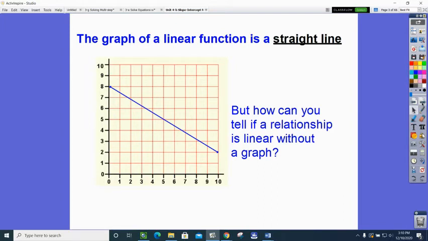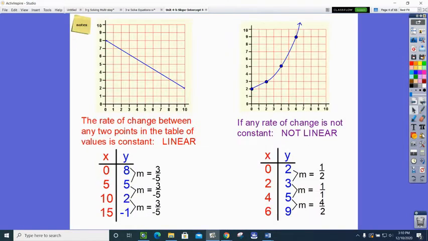So a graph, obviously, of a linear function is a straight line. But how could we tell that it's linear without graphing it? Well, first of all, we've already talked about that in our last unit. When we have a function rule, we can tell when it's part of the linear family. But what if we have a table of points? So I just wanted to show you these 2 examples.